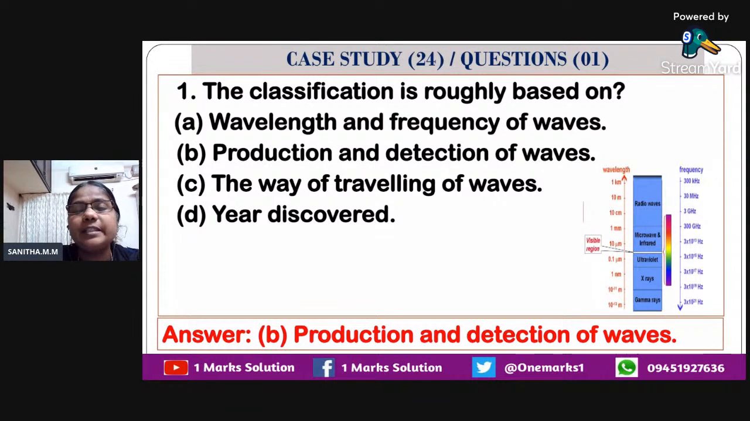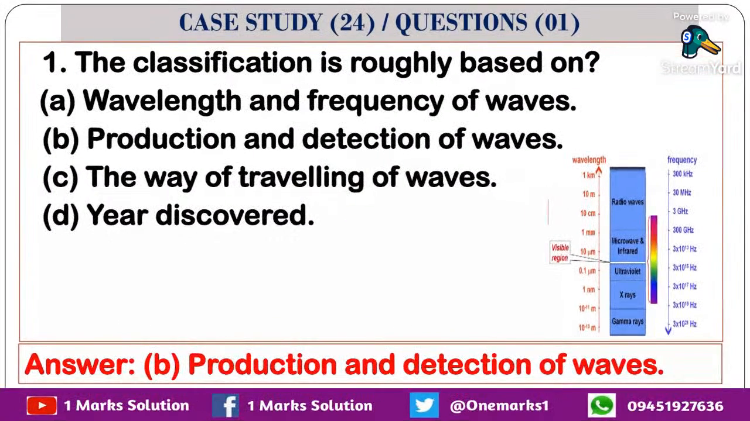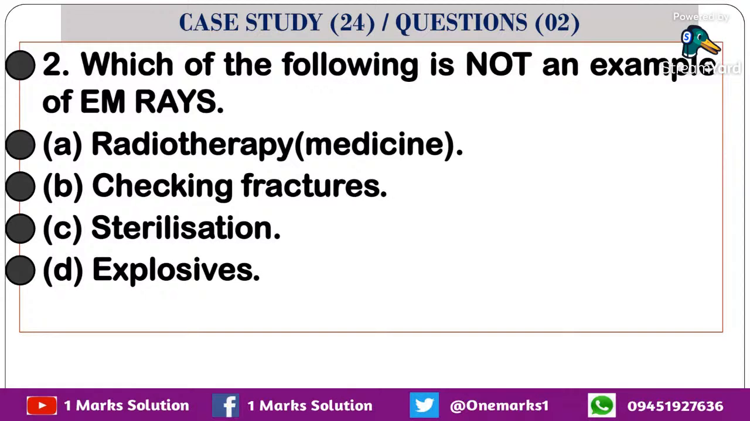One tabular column is there in your textbook with the bluish color. Usually you won't look into the bluish color, but this one you have to look at. The range is there, wavelength is there, frequency is there, production and detection is also there. Please go through it. Now let us move on to the second question.